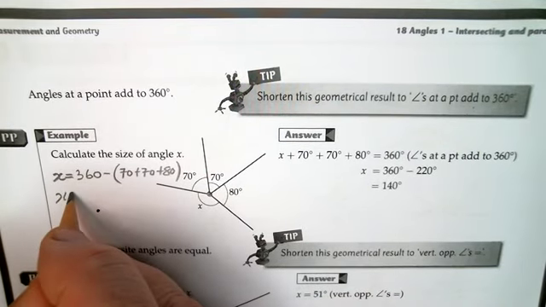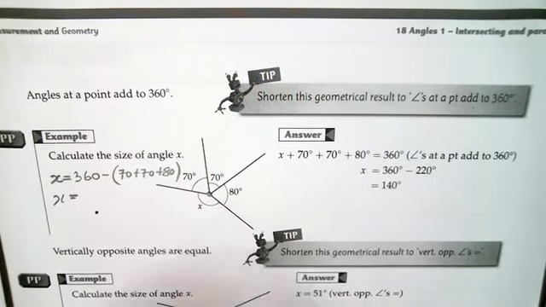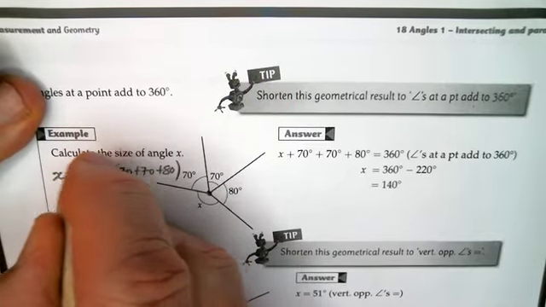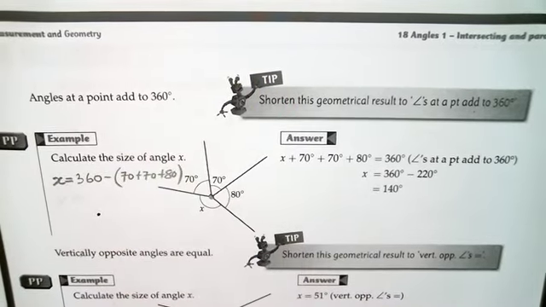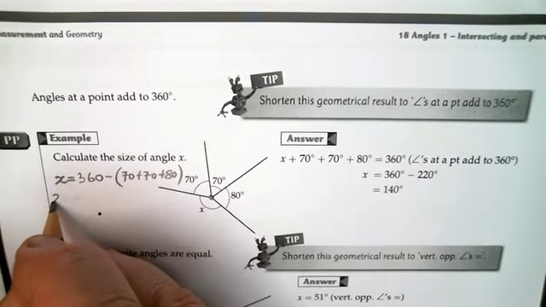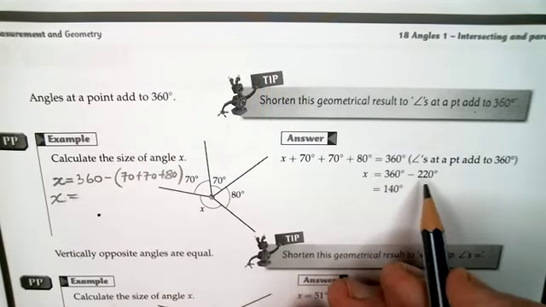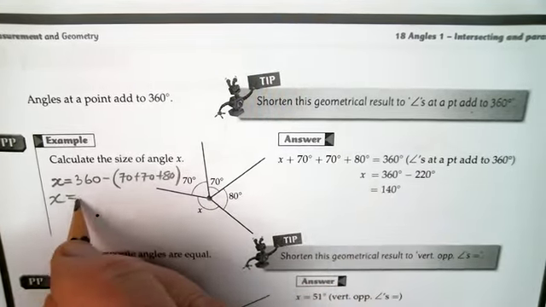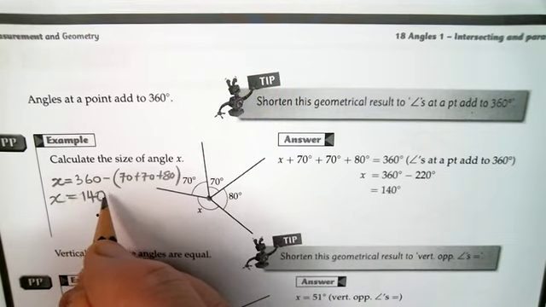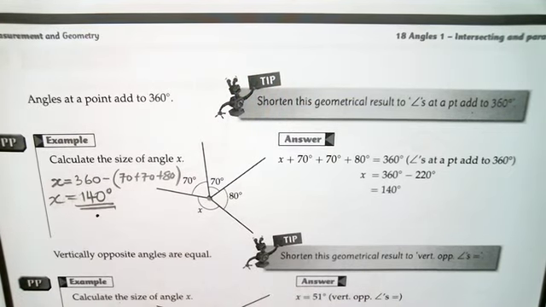So x is going to be equal to, and of course over here it says 360 minus 220, which is going to be 140. It's in degrees. Make sure you put the units.